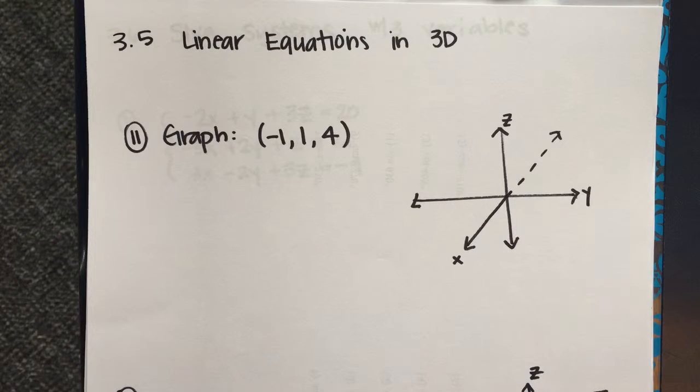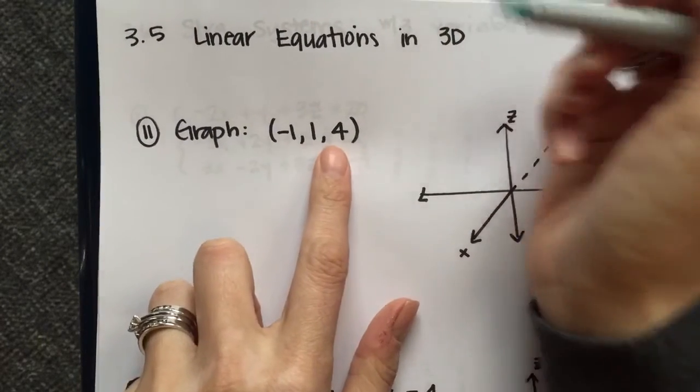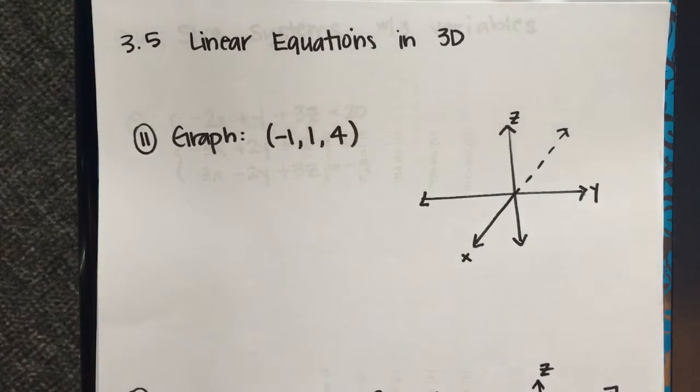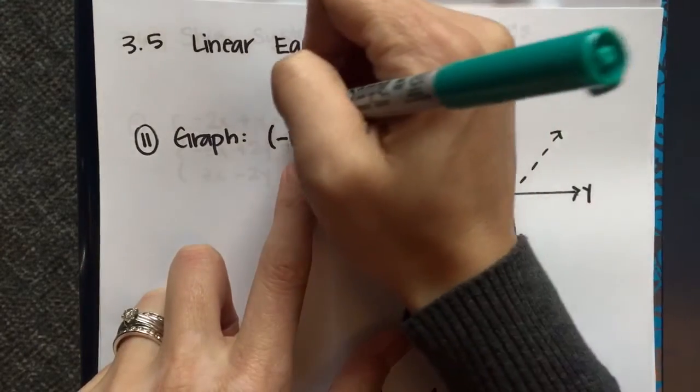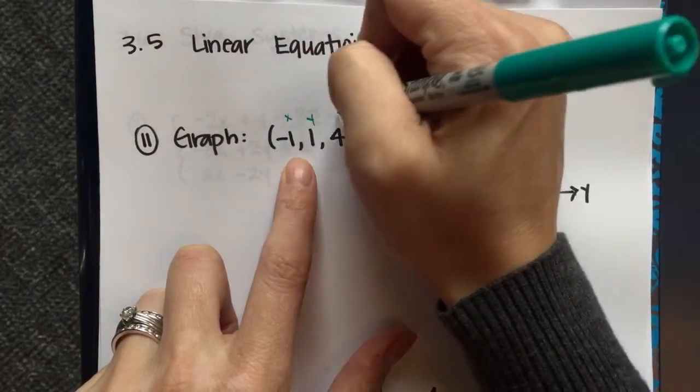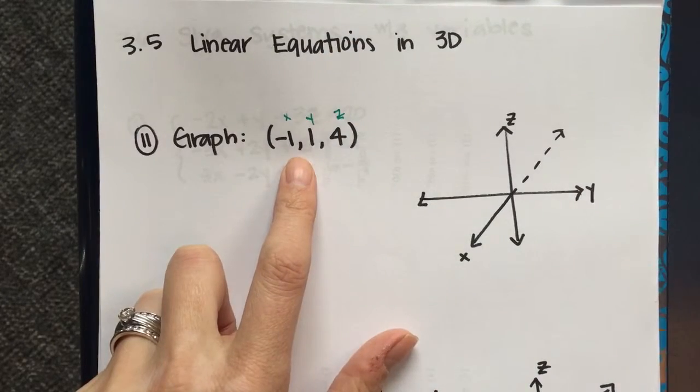3.5 was graphing linear equations and points in 3D. So number 11 gave us an ordered triple with parentheses like this with 3 numbers. This is one single point. We have an x coordinate, a y coordinate, and a z coordinate.